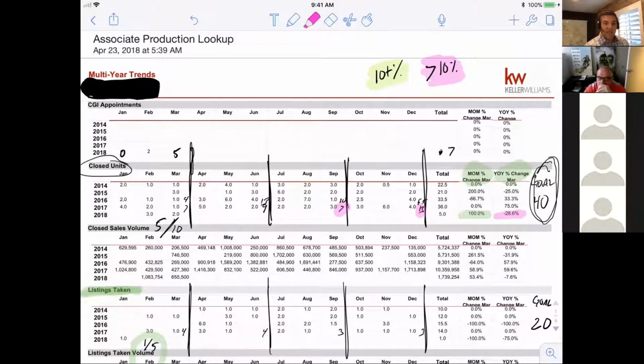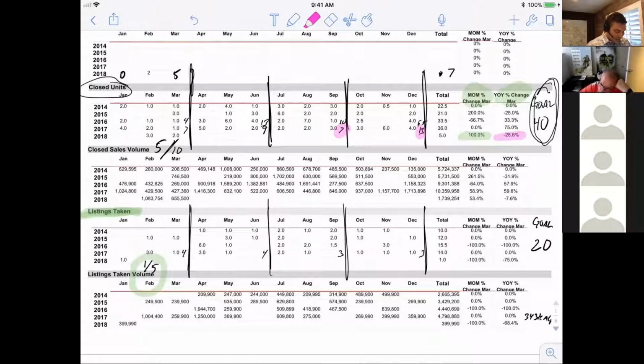So it's easy for us to just look at the good numbers. It would have been easy for this agent to look at March over March and say, hey, I'm crushing it. I increased my business by 100%. No need to make any changes. But if you look at the number for the quarter, she's behind pace by 28%. So we know there needs to be some action there, but we can see something occurred and went well in March of 2018. Same thing with listings taken.